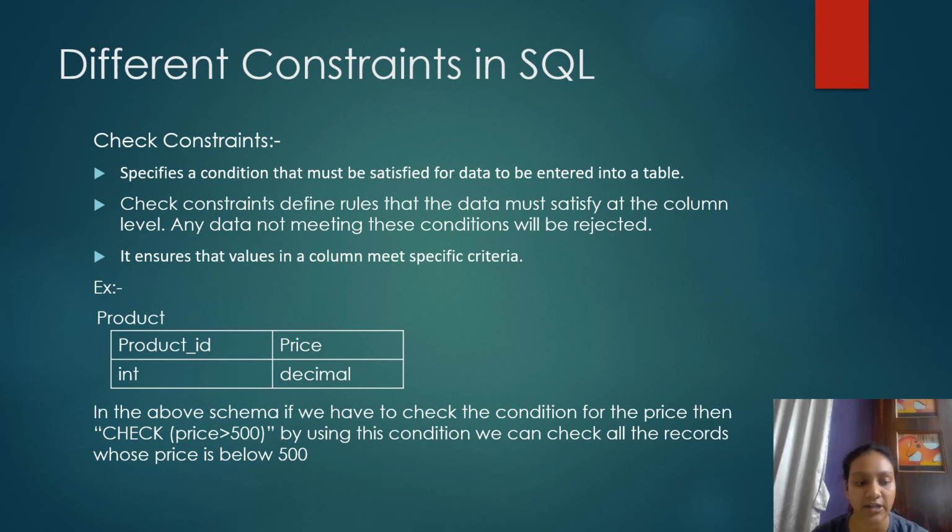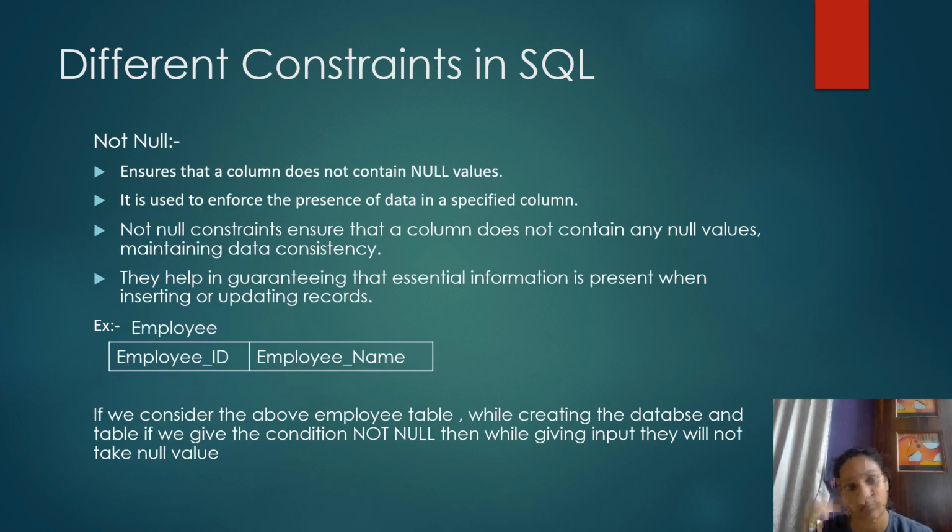Now, for example, if we take the product ID and price in the product table, and we give the condition check price greater than 500, then all the values entered under the price column must be above 500, and only those values will be taken into consideration. Any value whose price is below 500 will be rejected.